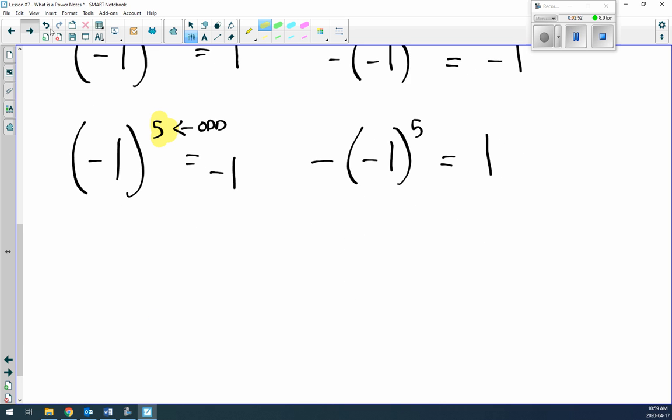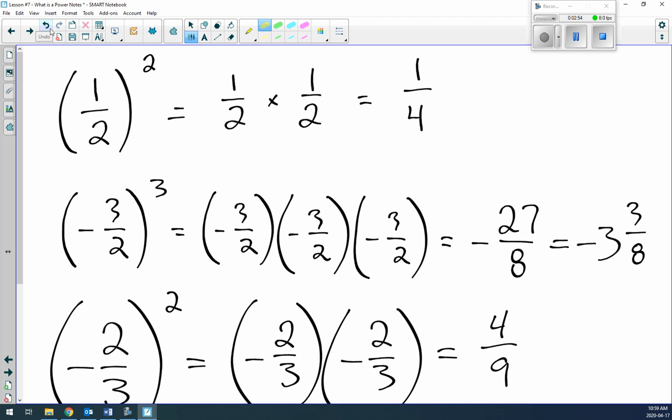Okay, flip to the last page, the third one. Let's deal with some fractions here. So 1/2 squared. That doesn't mean 1/2 times 2. It means 1/2 times 1/2. So we can write it out this way, or 1/4.